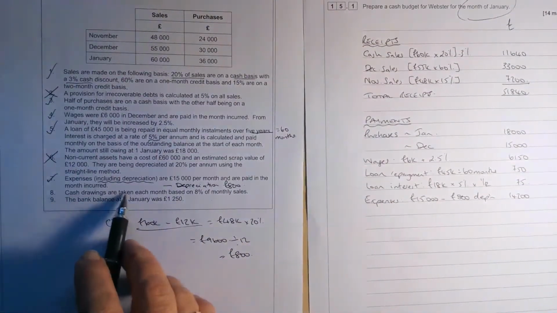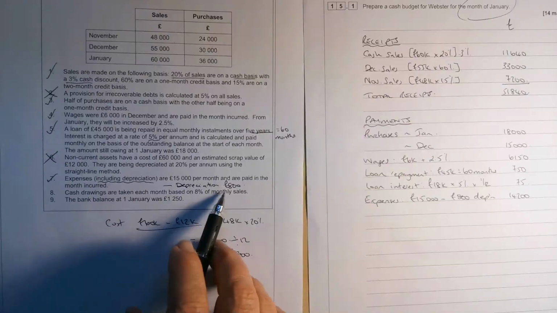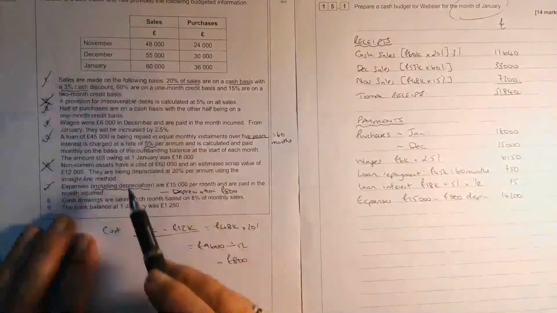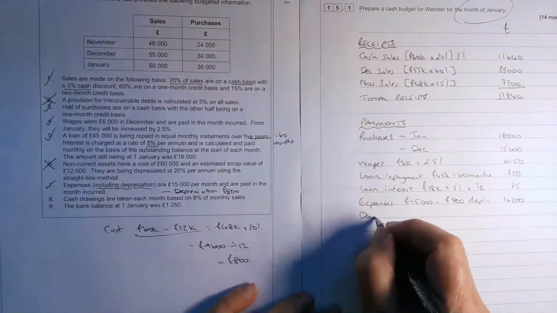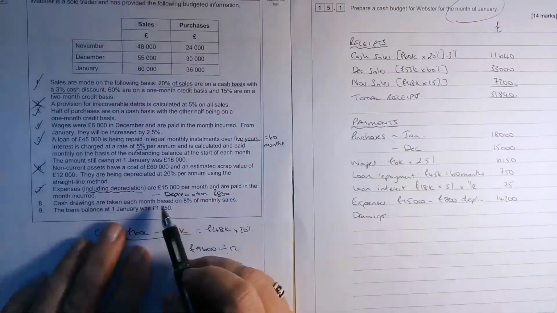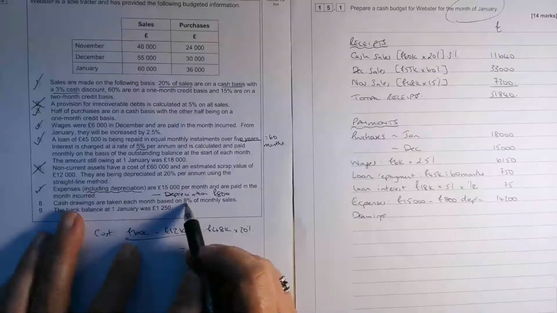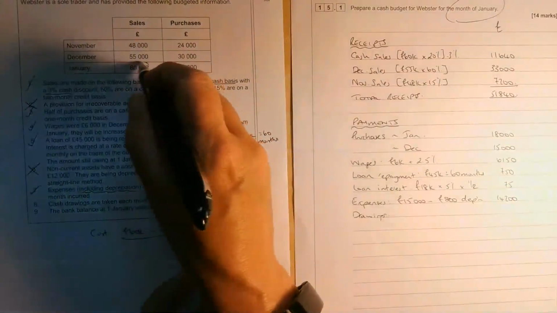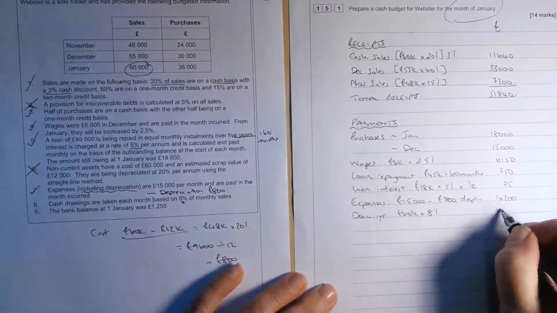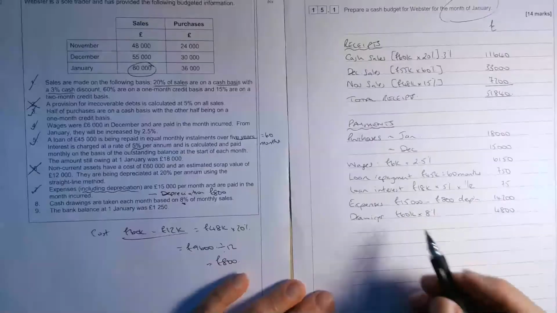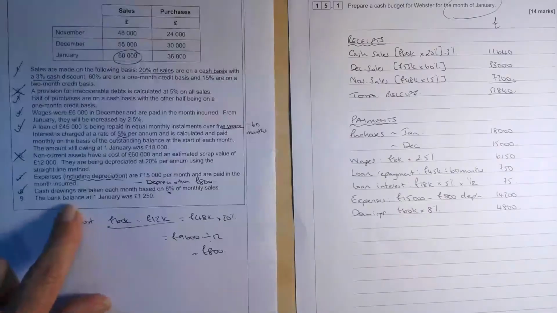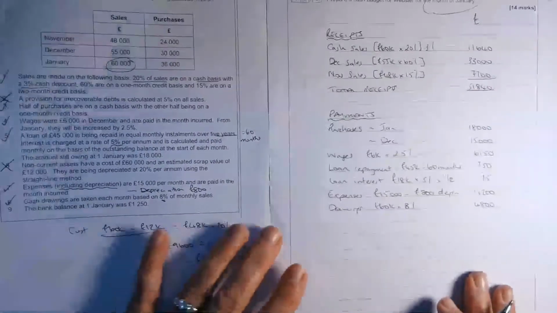Right, number 8, cash drawings are taken each month based on 8% of monthly sales. Now, do not be tempted to go and look up here for the sales. Go back to the sales for the month. So drawings, remember, would never go in an income statement, but they will go in a cash budget because it's going to result in an outflow of cash. Cash drawings, 8% of monthly sales. Well, the monthly sales for January, 60,000 times 8% is going to be £4,800. So I didn't use my calculator for that one. Hopefully it's right. And then it tells us that the bank balance at the 1st of January was 1,250. Well, we're going to need that in a mo.